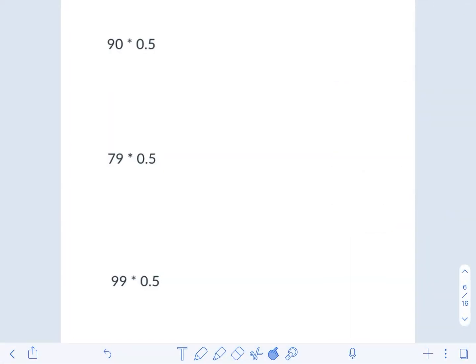Whoa, Mr. Schneider. I told you we have not covered multiplying decimals, or we did, but I forgot. This is not fair. 90 times 0.5? That's not cool. Well, it's okay.